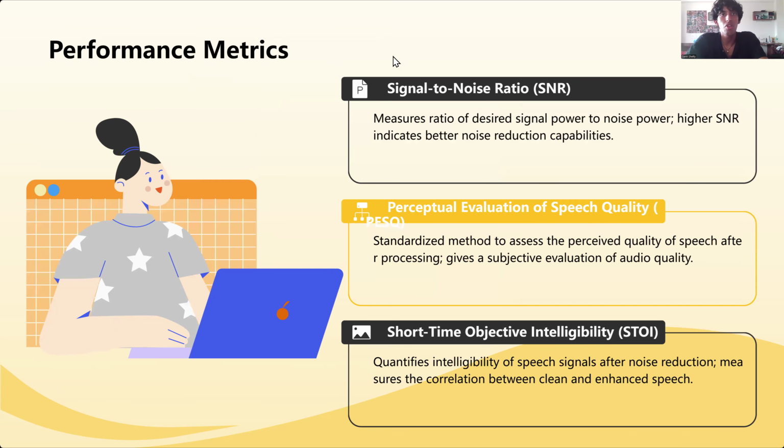To evaluate performances, we have certain performance metrics, which are the signal to noise ratio, also known as SNR, which measures the ratio of desired signal power to noise power, which indicates better noise reduction the higher the SNR is. Then we have perceptual evaluation of speech quality, also known as PESQ, which measures perceived audio quality and quality of speech after processing, which gives us a subjective evaluation of audio quality. Then we have short-term objective intelligibility, which is STOI, which measures speech intelligibility as from the name itself, and also measures the correlation between clean and enhanced speech. These metrics help us quantify improvements after noise reduction.